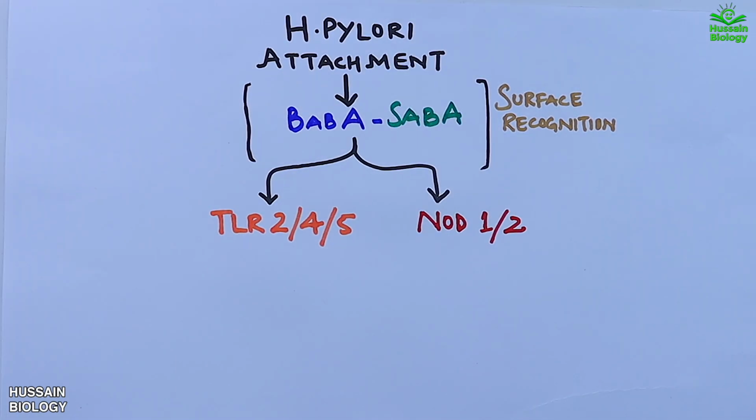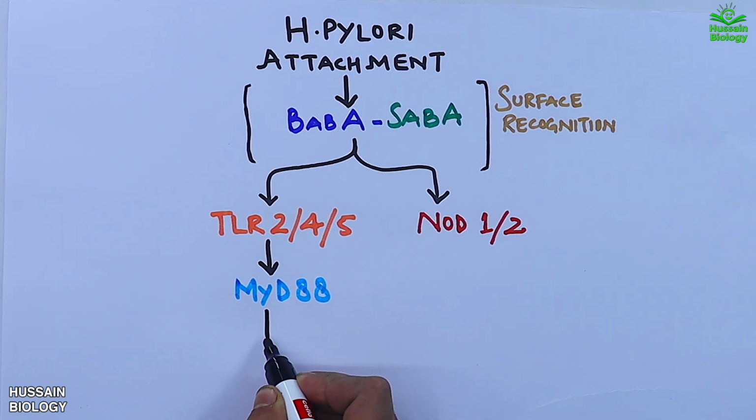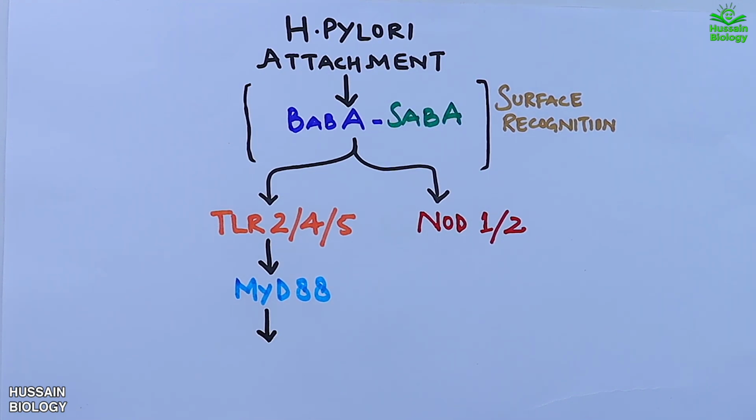Let's first see the TLR pathway. The interaction of Helicobacter pylori components with toll-like receptors like 2, 4, 5 triggers the TLR pathway. This leads to activation of the MyD88 molecule, an adapter protein crucial for downstream signaling. The MyD88 molecule then activates the NF-κB pathway. This NF-κB then translocates to the nucleus and induces the expression of pro-inflammatory cytokines, contributing to the immune response.